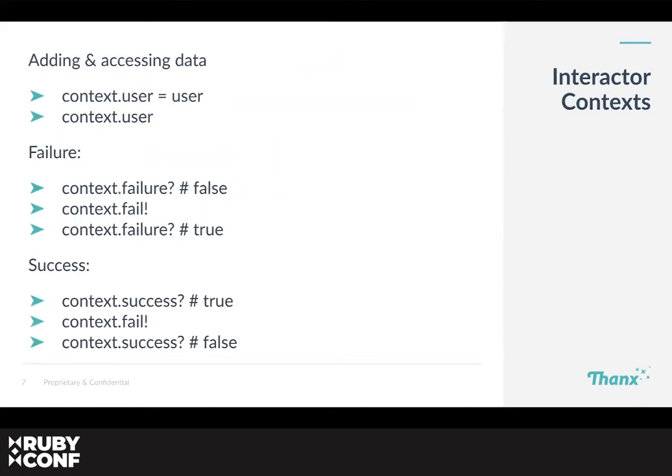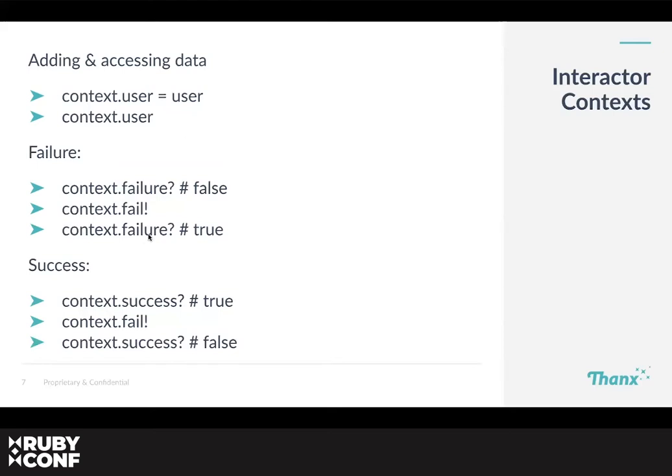A quick addition on how you interact with a context: to access data or add data to a context, you just do context.whatever attribute you want, such as context.user = user, and then you access it later with .user. It's very similar to OpenStruct, if anyone's familiar with that concept. You don't have to predefine what that struct looks like, so it's flexible. You don't have to define the attributes before accessing it or adding it to the data set.